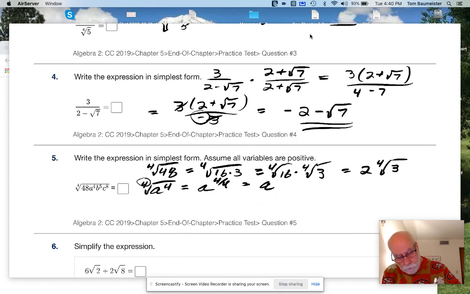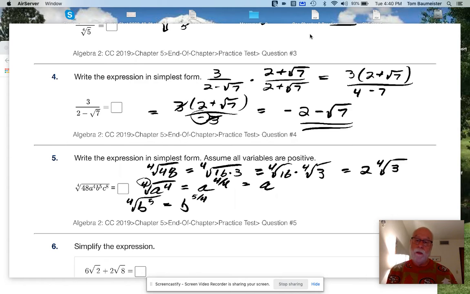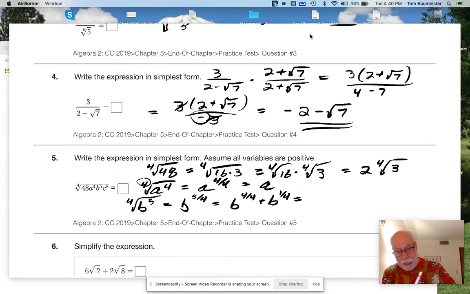All right. So then if I had b to the fifth, and if I had the fourth root of that, I'll think the same kind of thing. I can write this as b raised to the 5/4. Since the bottom is smaller than the top, I know that I can rewrite this as b raised to the 4/4 power plus b raised to the 1/4 power. Okay, so if I do that, then I can write that as b.